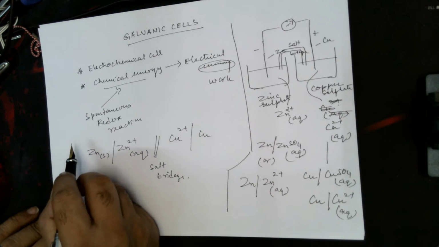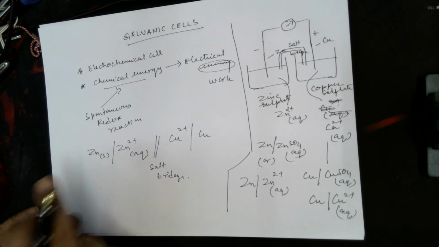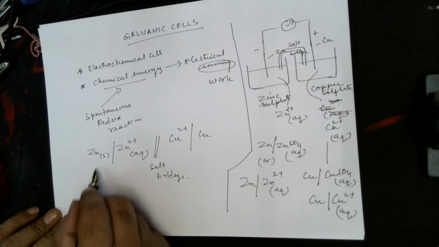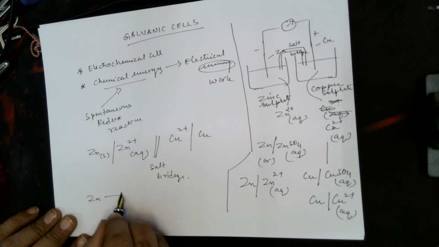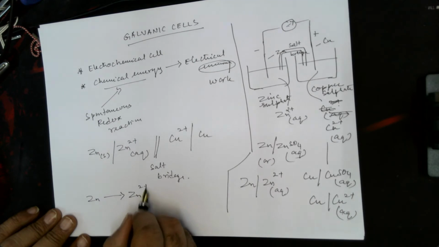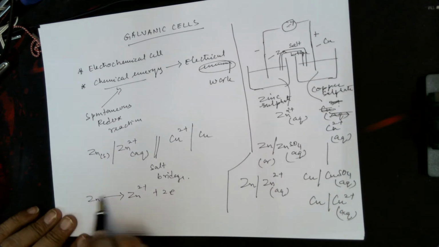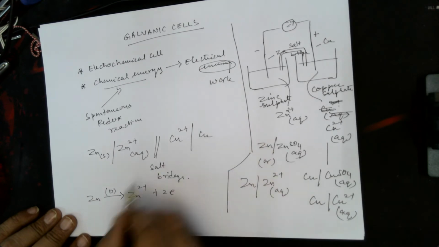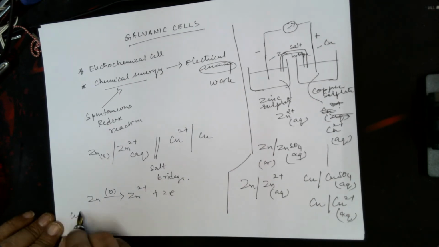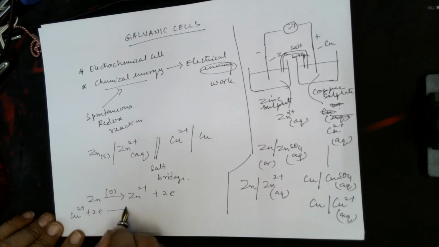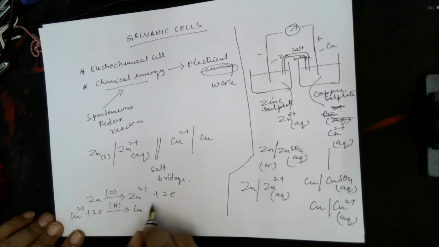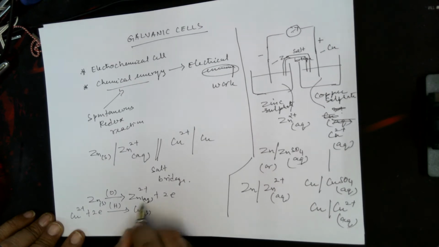Because at the zinc, oxidation takes place: Zn gives Zn 2 plus plus 2e. So this can be declared as anode. So oxidation, because of removal of electron. And at cathode, Cu 2 plus plus 2e gives Cu, reduction occurs, that is copper is deposited here. This is solid, this is solid, this is aqueous, this is aqueous.